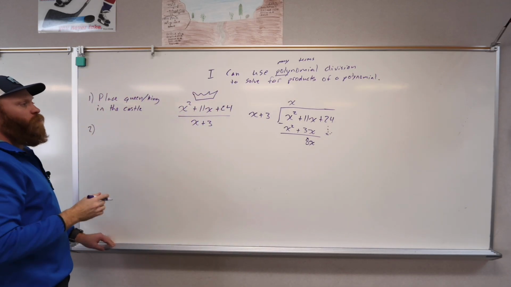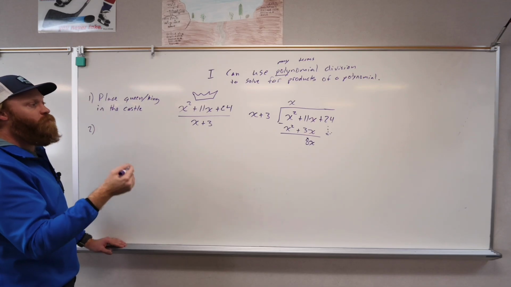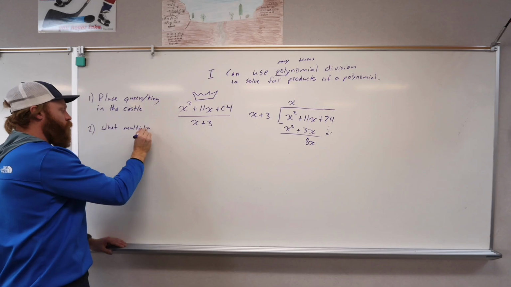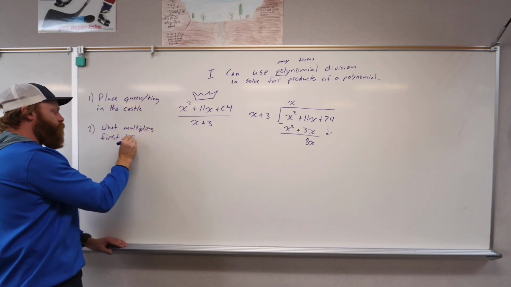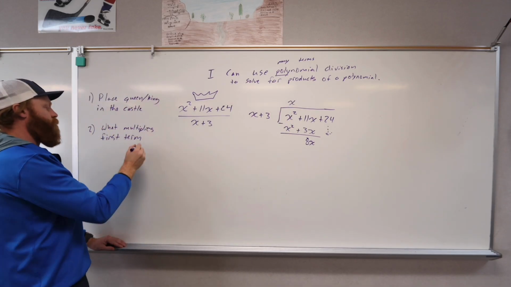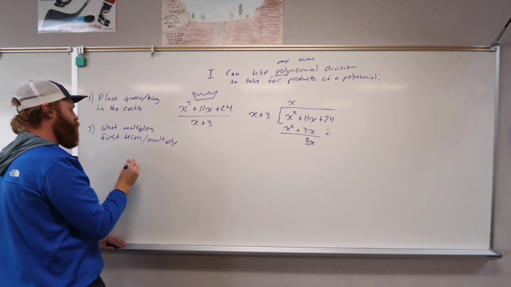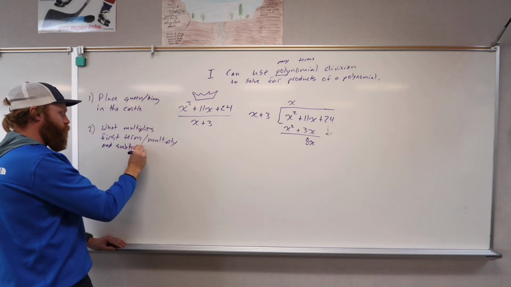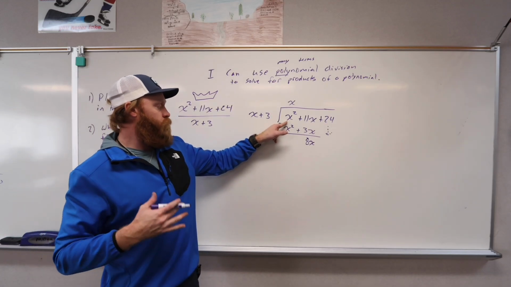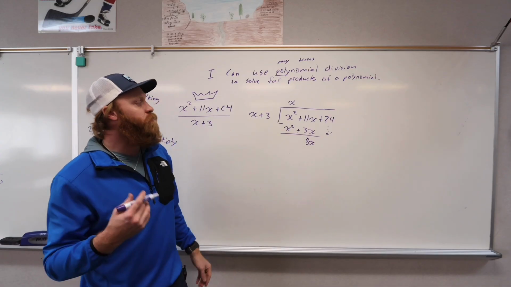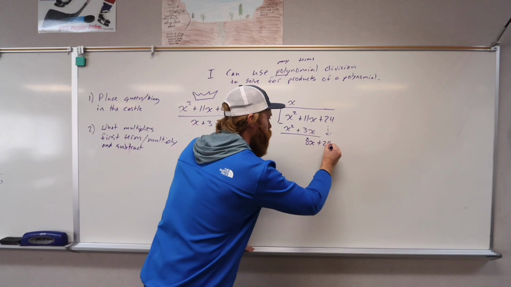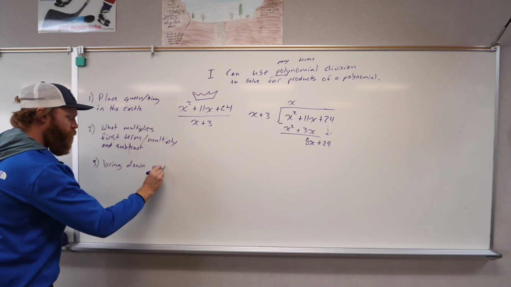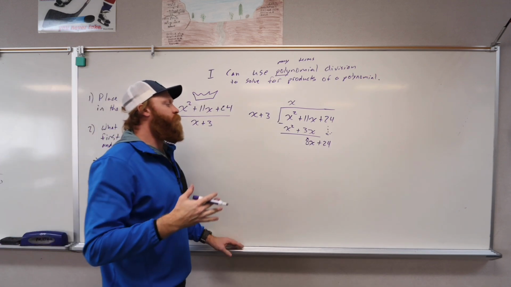So let's put into bullet points what we just did. We place our queen or king into the castle. After that, what multiplies to get the first term? Then multiply and subtract. So we figure out what multiplies to go into that, our x, and then we multiply it out, and now we subtract. After that, we bring down the next term. And we're going to ask ourselves that same question.